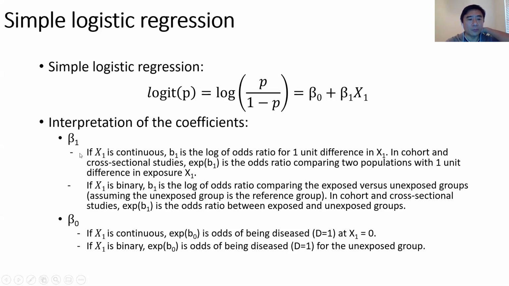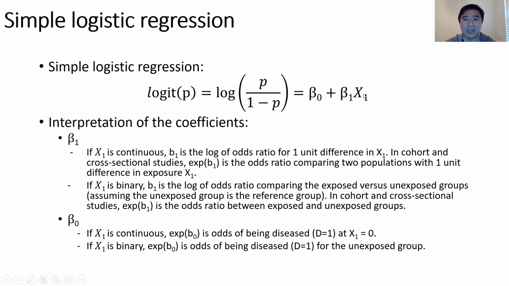And here is the interpretation of your beta 1. Here I divide into two different situations. The first situation is x1 is a continuous variable, and the other is x1 is binary. It's also possible x1 is a categorical variable, meaning 3 or more categories, but you can interpret that similarly to when x1 is binary.